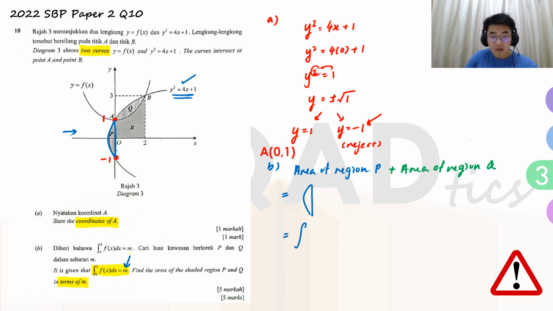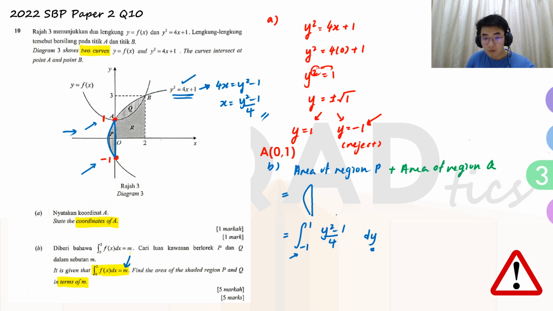Since this area is bounded by the y-axis, I'll put dy outside of the integral. This means we need to integrate x. This x, we can find from this equation, so we need to rearrange a bit. And since we're integrating in terms of y, for the limits, we can use the y-axis values. Here, using the answers from part A, we can use these as our limits, from negative 1 to 1.